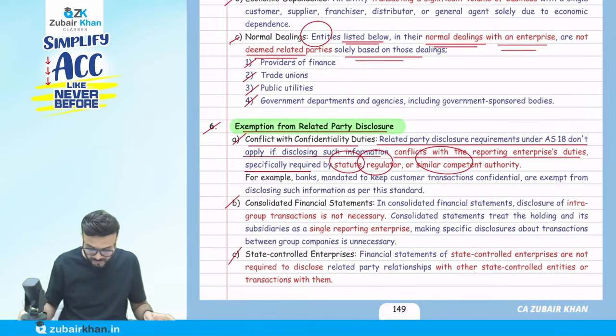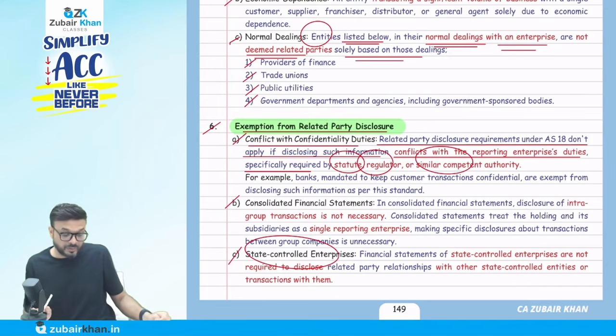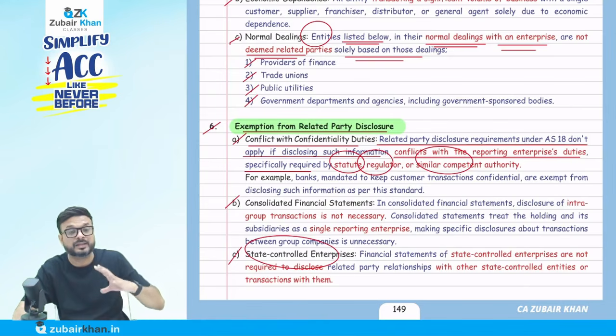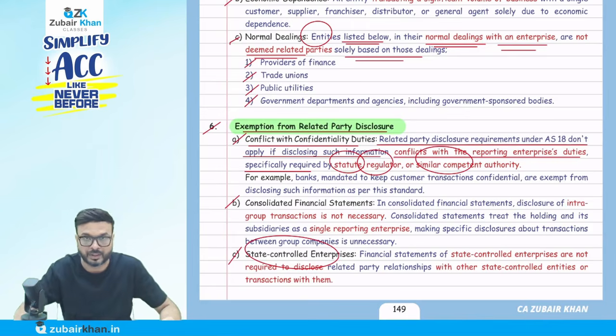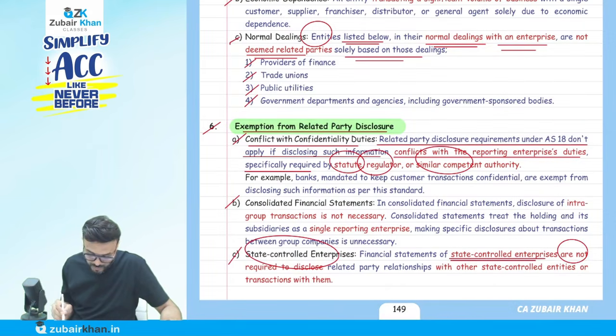State control enterprise. First of all, you have to understand what a state control enterprise means. It means an enterprise which is under the control of a government, state government, or central government. So state control means a company which is under the control of the government. The financial statements of a state control enterprise are not required to disclose related party relationships with other state control entities or transactions with them.